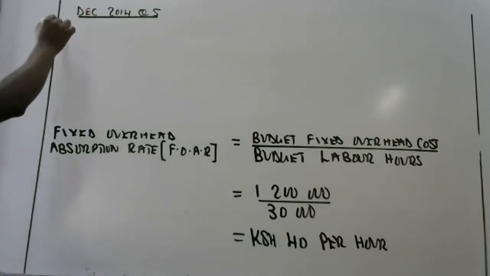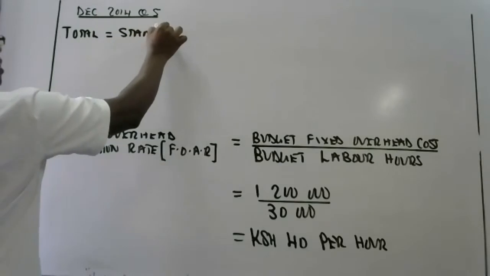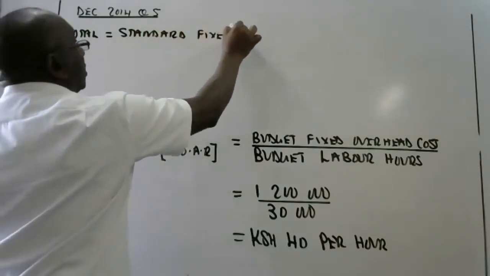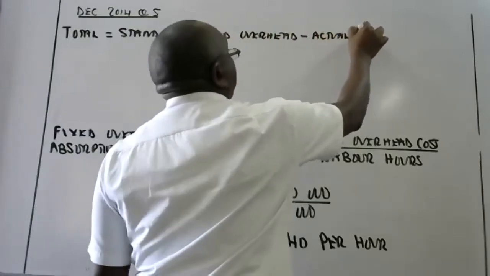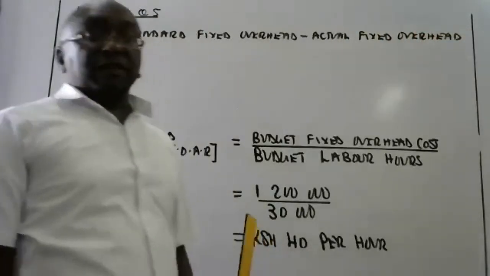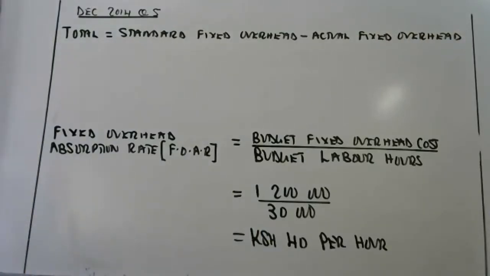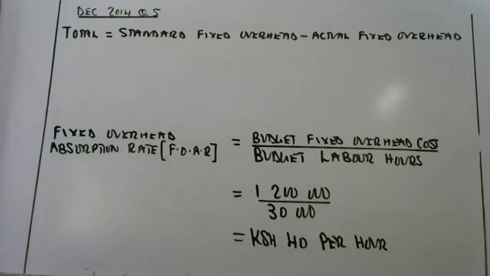But then now we compute the variance. Ukianza na total. Total is given as standard fixed overheads minus actual fixed overheads. It is given as standard fixed overhead minus actual. So according to our working, 1 unit was supposed to take how much? Here to hit a BFOPU, 120.